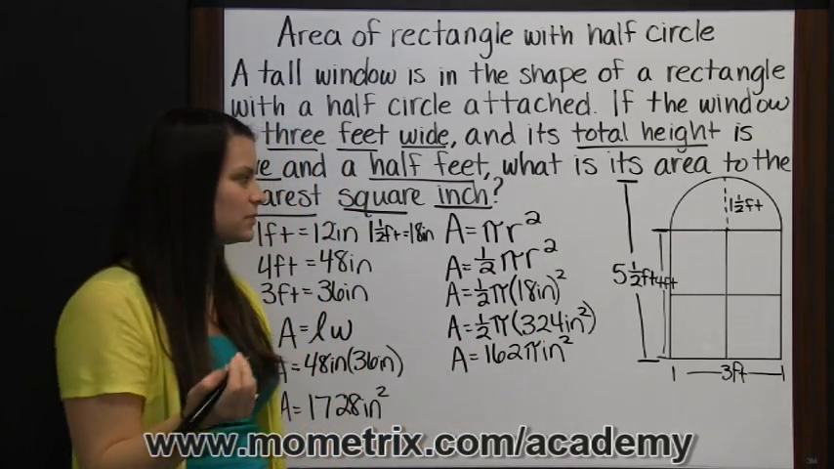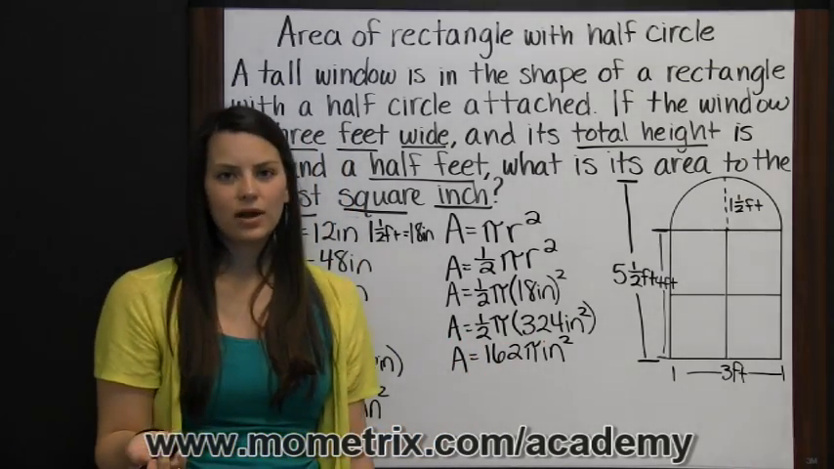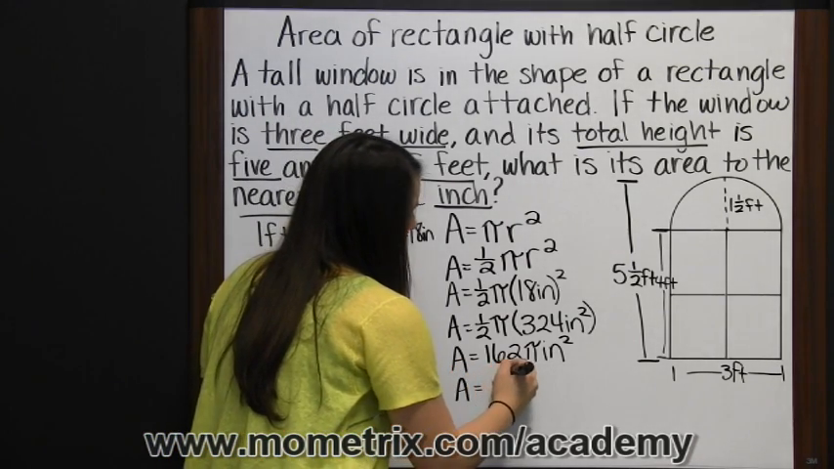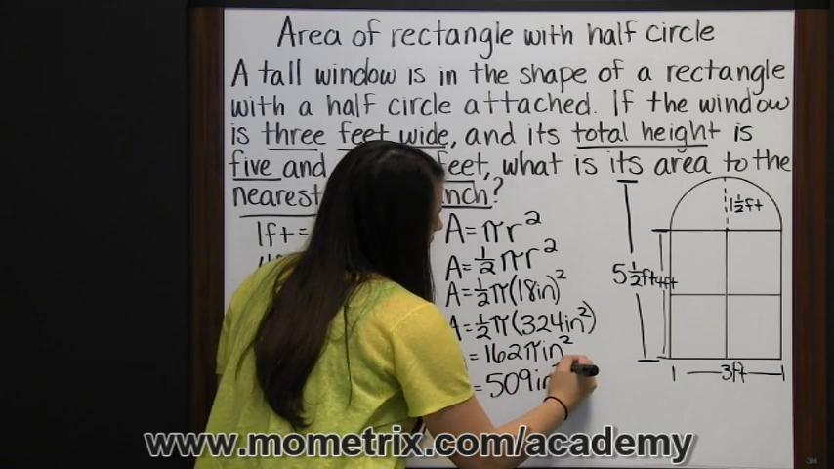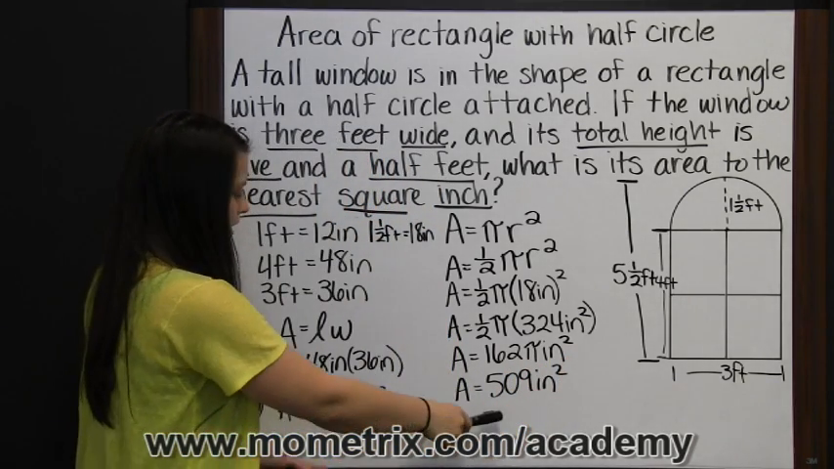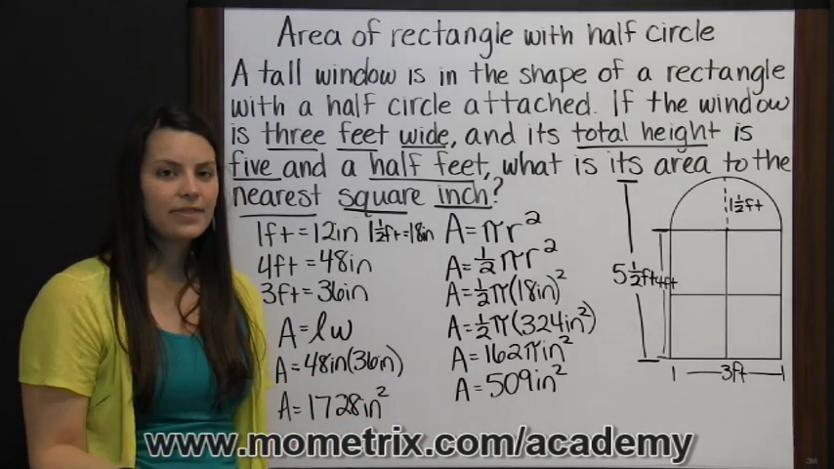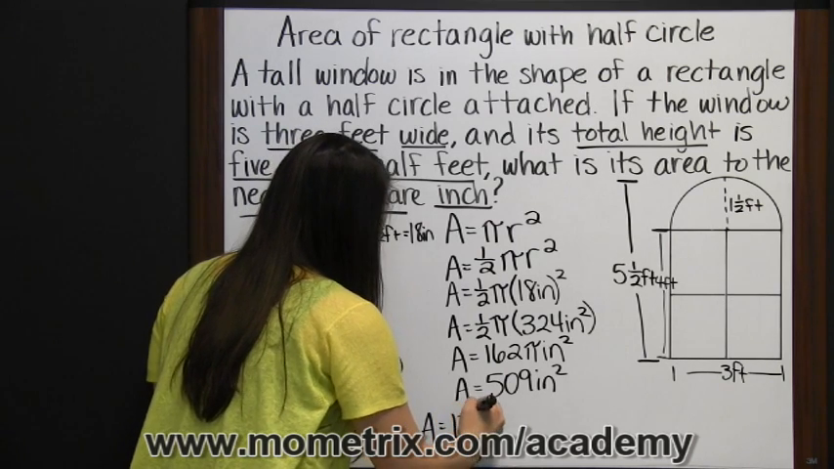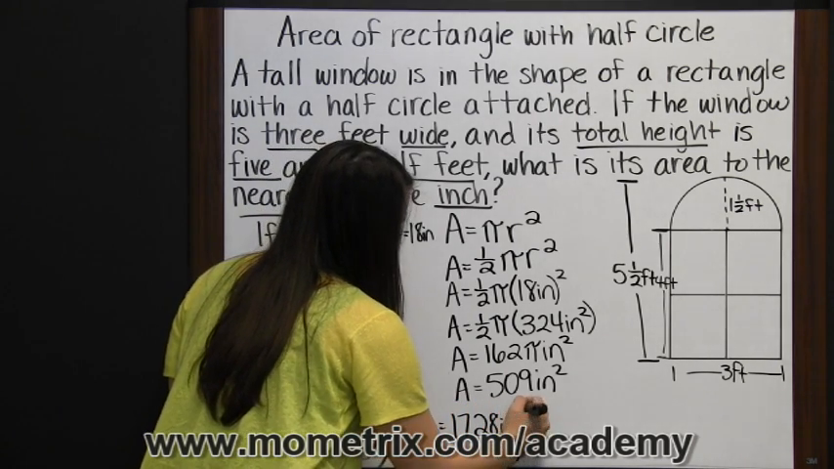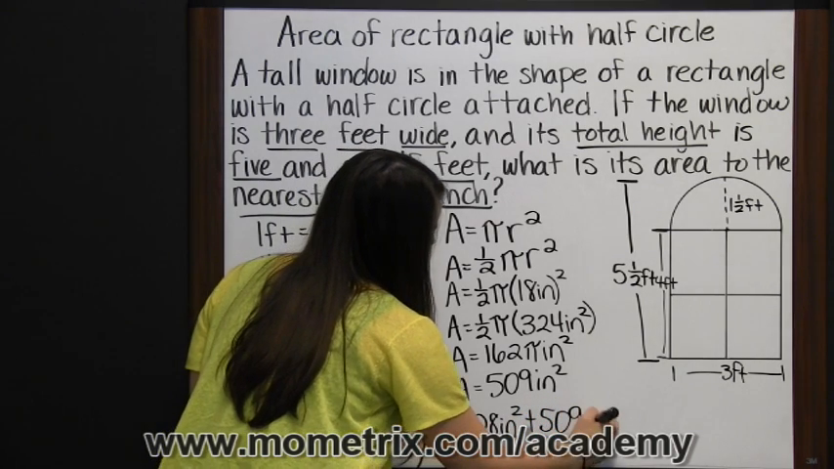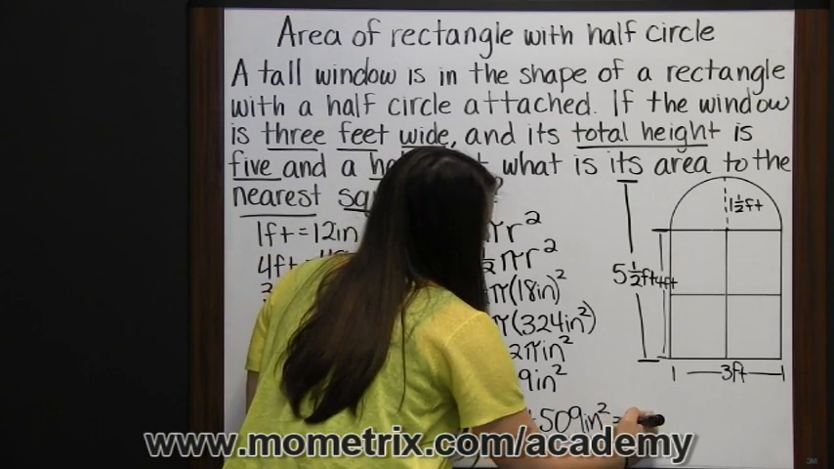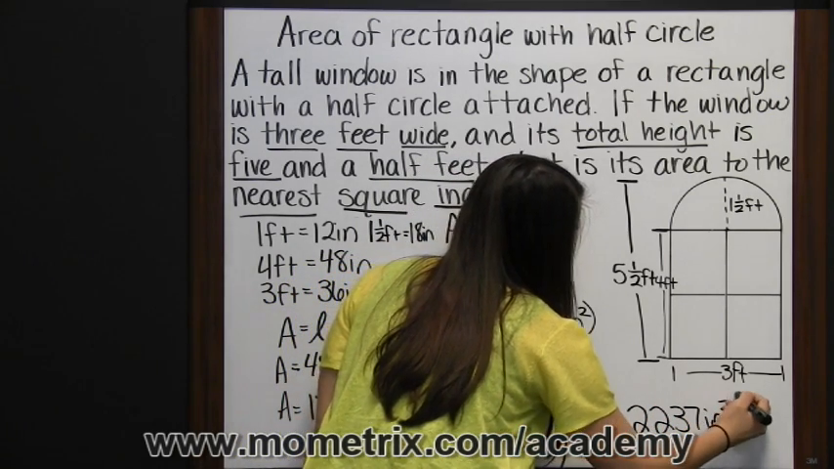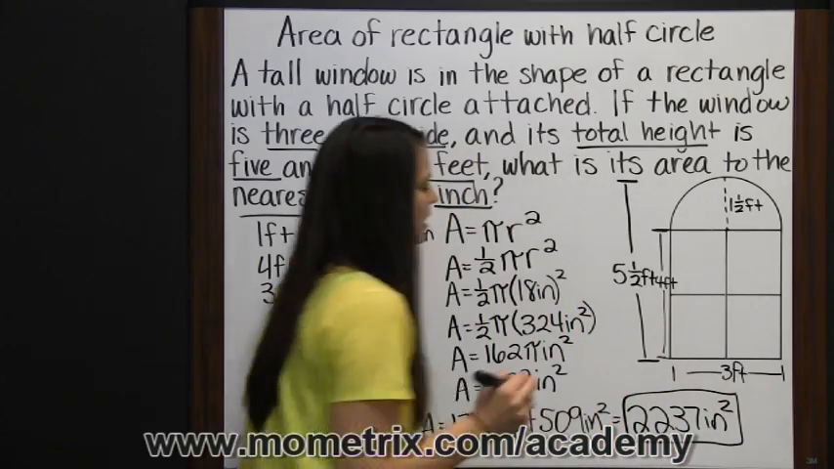We need to go ahead and multiply times pi since they asked us to find our answer to the nearest square inch, so we're not going to leave pi in our answer. So that means that the area of the semicircle is about 509 inches squared. Now that we know the areas of both parts of our window, we can add them together to find the total area of the window. So the area is 1,728 inches squared plus 509 inches squared, which is 2,237 inches squared. And that's the area of the window.